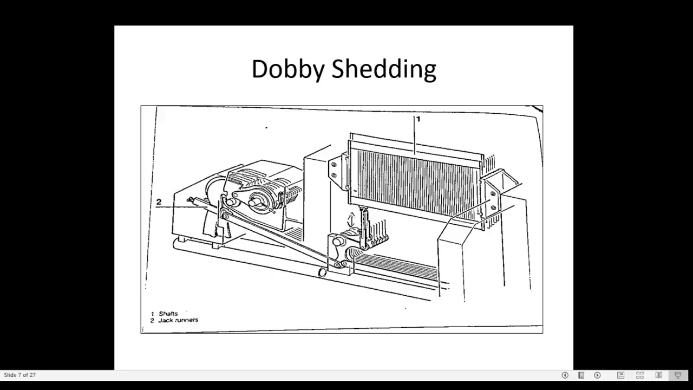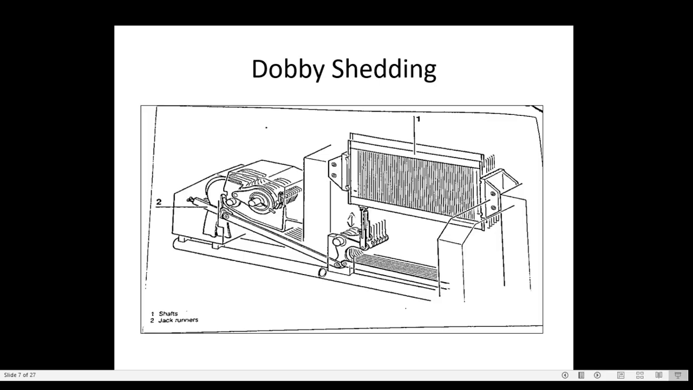The drive for this Dobby shaft comes from the main shaft. So this is Dobby shedding. So we can use the electronic Dobby, that is Stäubli rotary Dobby. We can use Fimtextile rotary Dobby here.